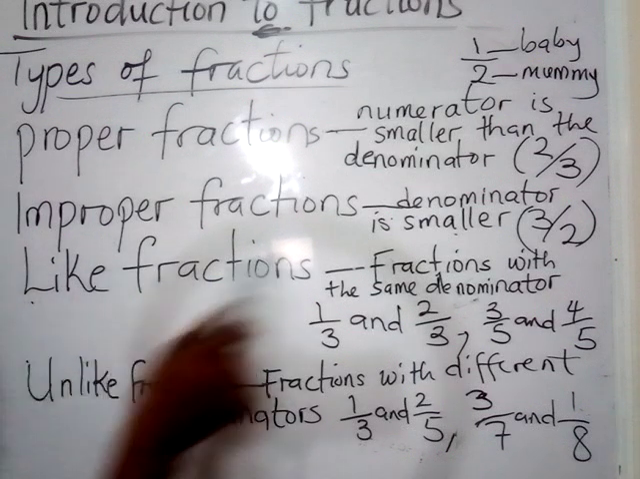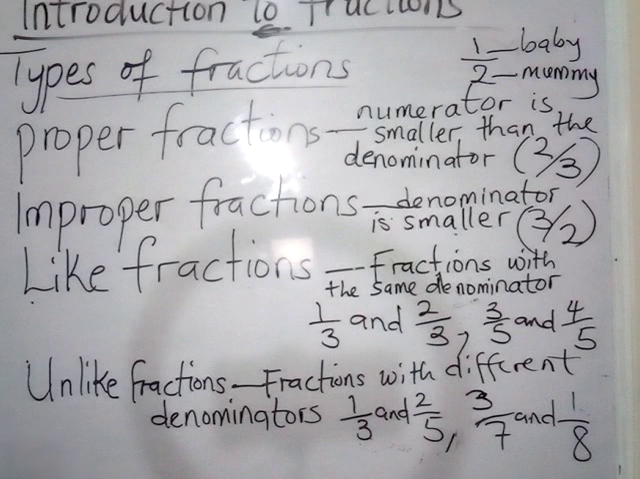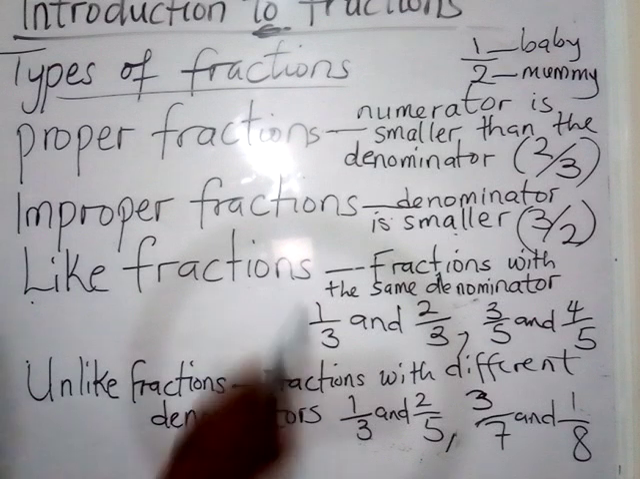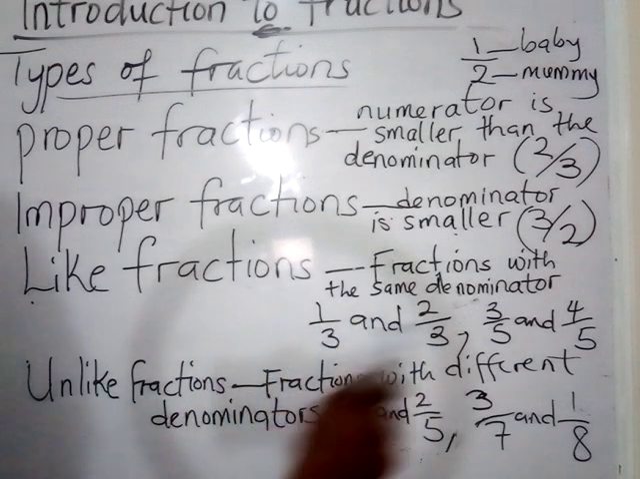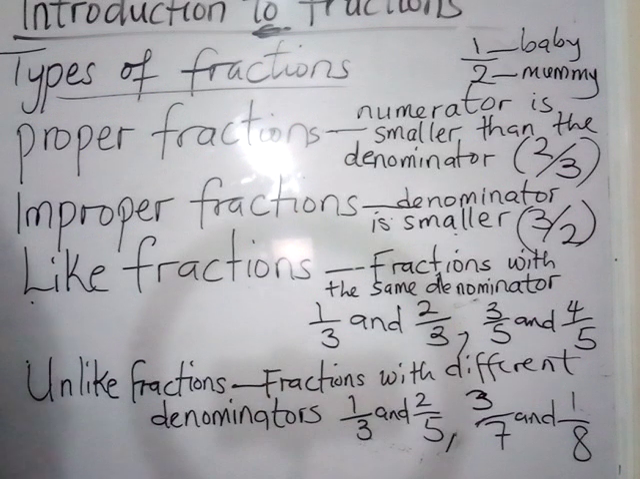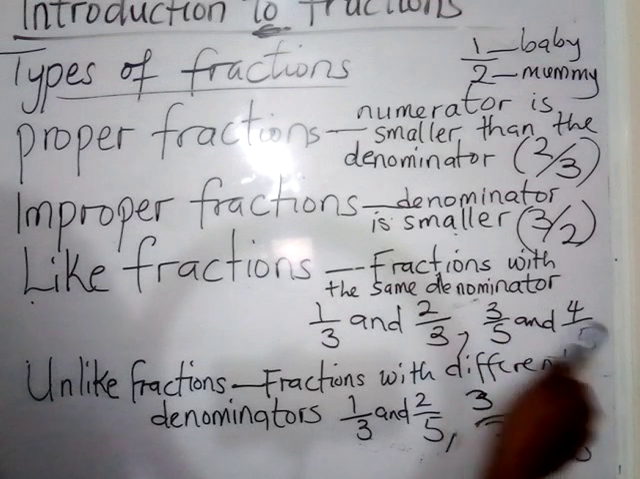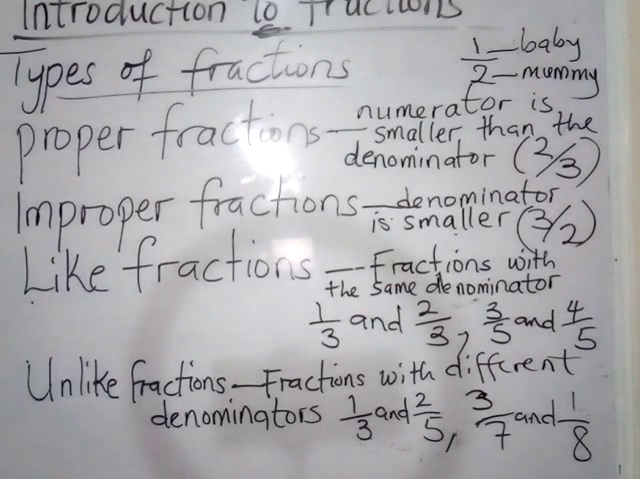And then we have like fractions. Like fractions are those fractions that have the same number under. They have the same denominators. So 1 over 3 and 2 over 3 are like fractions because they have the same denominators, 3, 3. The same thing as 3 over 5 and 4 over 5. They have the same denominators, 5, 5. So they are like fractions.